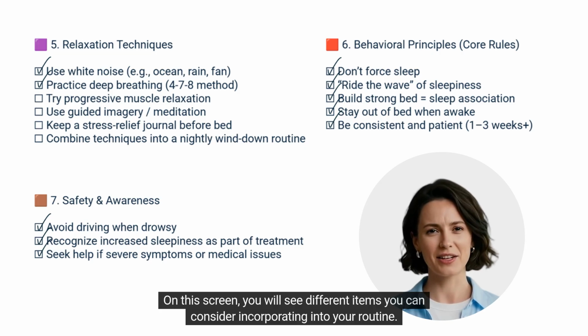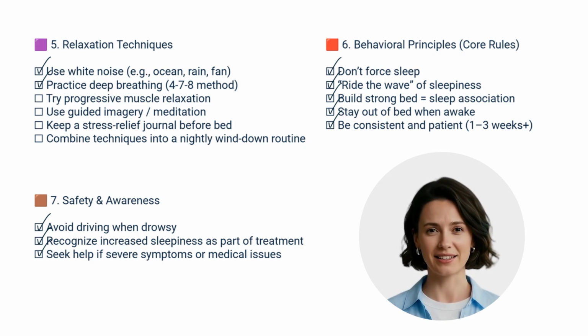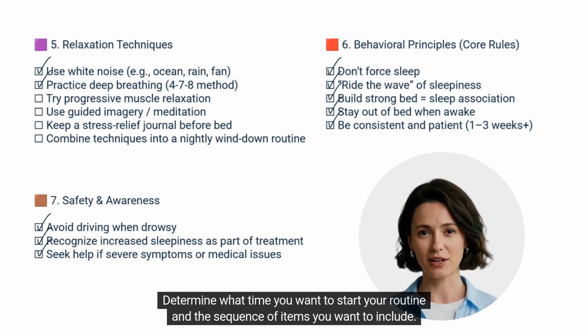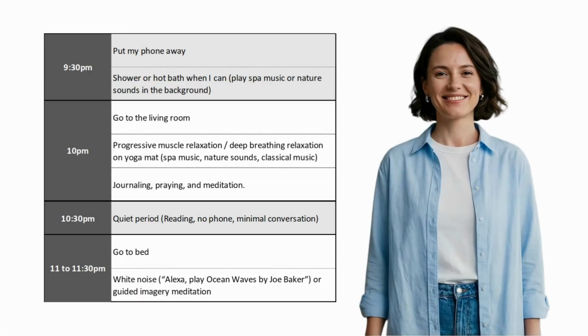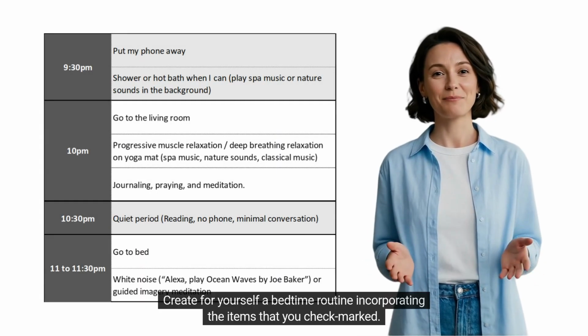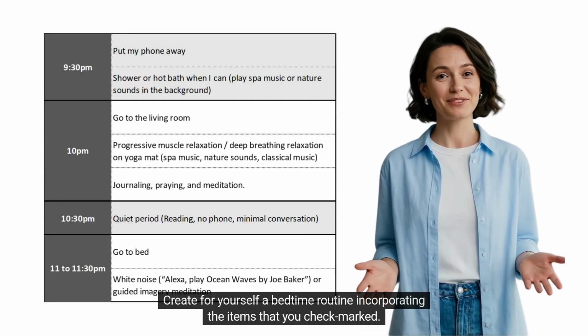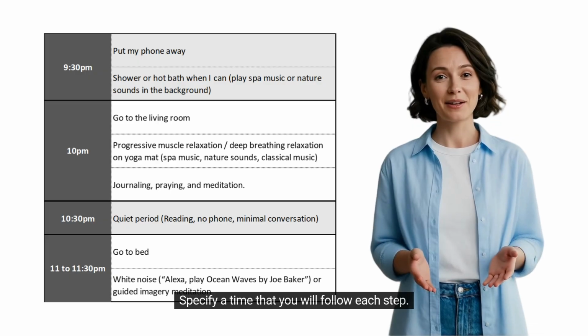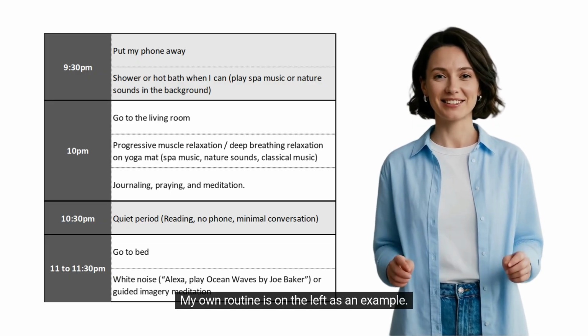On this screen, you will see different items you can consider incorporating into your routine. Determine what time you want to start your routine and the sequence of items you want to include. Create for yourself a bedtime routine incorporating the items that you checkmarked. Specify a time that you will follow each step. My own routine is on the left as an example.